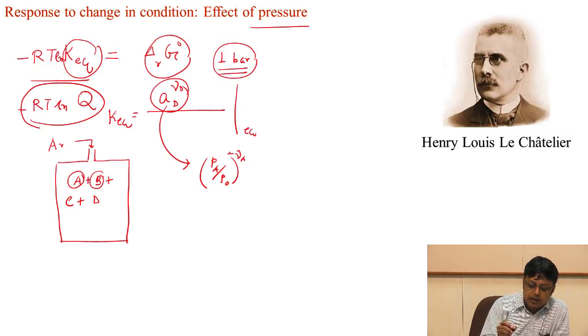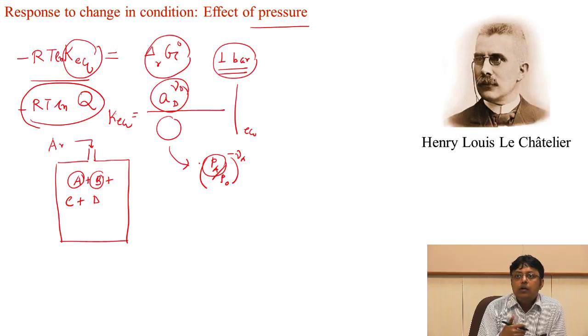So this is the expression for A, which I just used. It doesn't matter, we can write it for any constituent. But the point here is, what is PA? PA is the partial pressure. What do we mean by partial pressure? It is the pressure of the gas if the same amount of that gas would have filled the entire container. If I don't have B, C, and D, the pressure of A in the same container will be equal to its partial pressure.